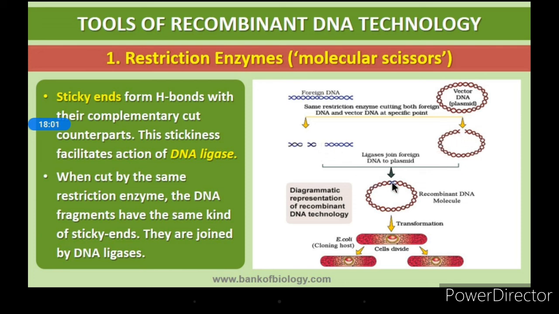This is by blue color. Here you can see ligases join the foreign DNA to the plasmid DNA. The blue colored part means the foreign DNA is attached here in the plasmid DNA, and now it has become a recombinant DNA molecule. Now we need to transfer this into our host cell. So transformation, this is the host cell, then it divides and it continues. So this is the procedure, the tools of recombinant technology, and in that we discussed restriction enzymes in detail. Next we need to know about cloning vectors, which will be discussed in the next video. So thank you.